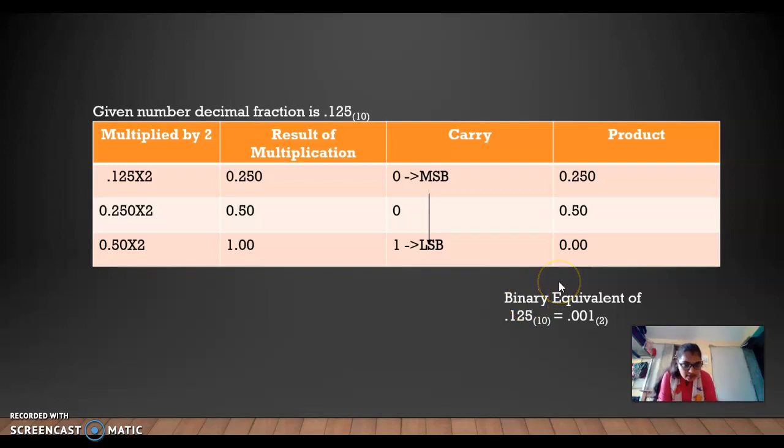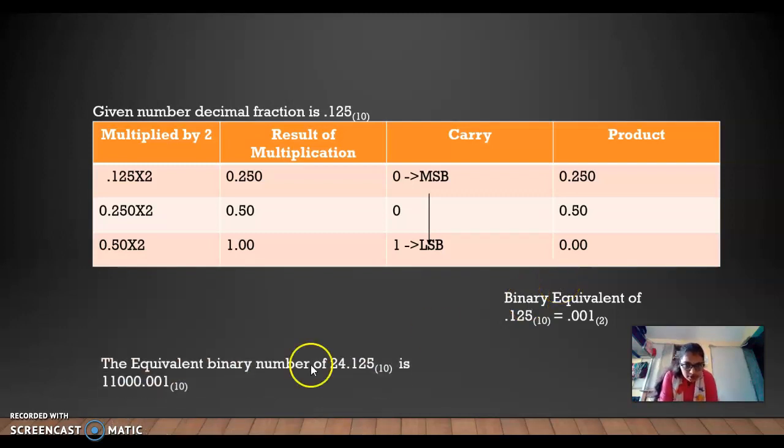Now replace the decimal values with binary. What is the equivalent of 24? Binary equivalent of 24 is 11000. Point 125 is 001. This is how you have to convert a given decimal number to binary. Hope you understood.